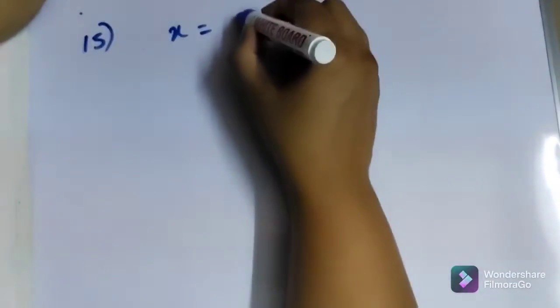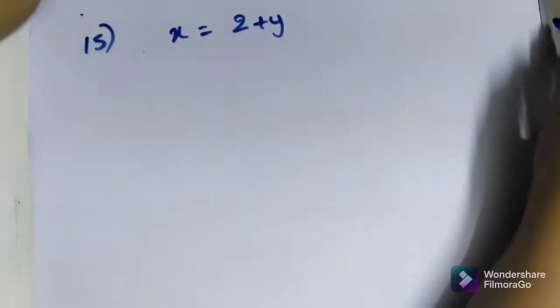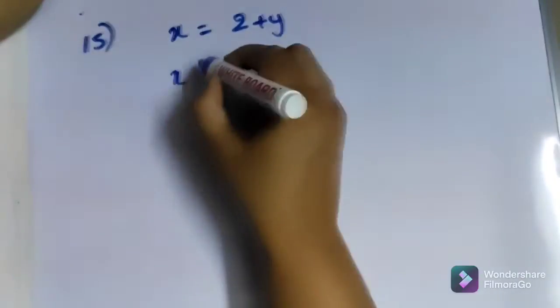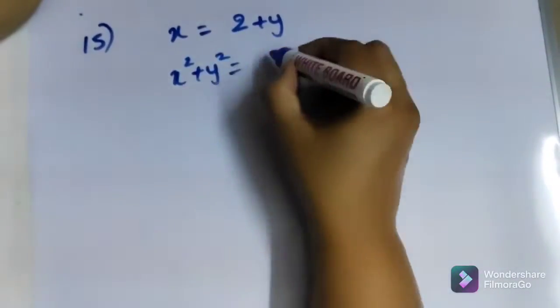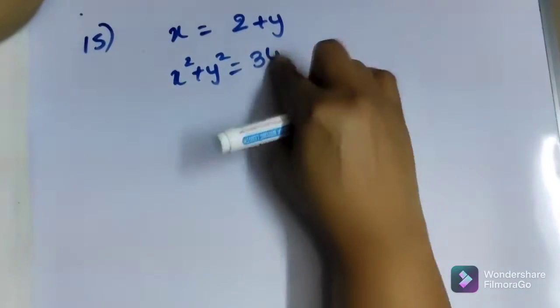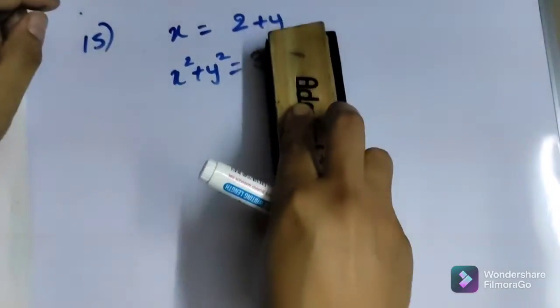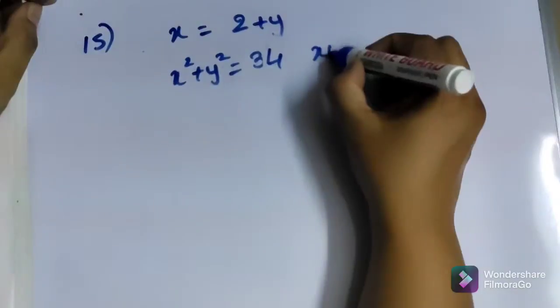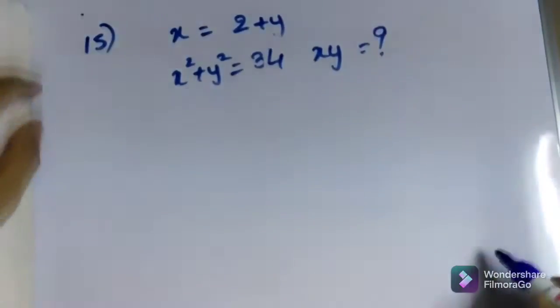So let's do the 15th question now. The 15th question they are asking is, the number x is 2 more than the number y. How do we represent it? The number x is 2 more than the number y. If the sum of the squares of x and y, that is x square plus y square, is given as 34, find the product. So this is 34 here. Find the product, that is xy we are supposed to find.